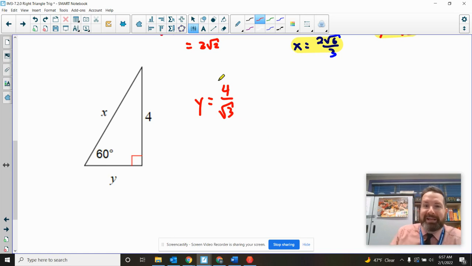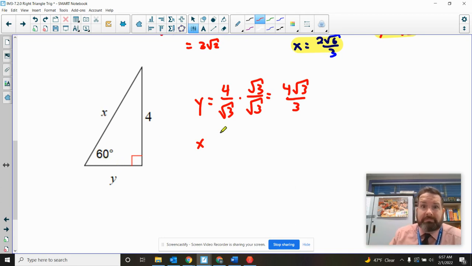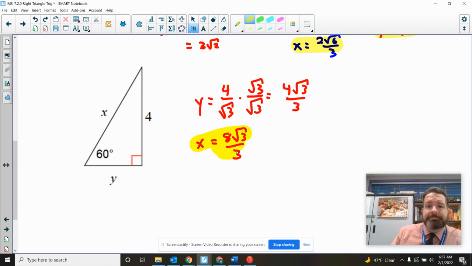There it is. I then can rationalize this. So if we multiply by root 3 top and bottom, it's going to give me 4 square root of 3 over 3. There's your short leg. And then to get the hypotenuse length, just take your short leg, double it. Take it times 2. 2 times this is just 8 square root of 3 over 3. There they are.